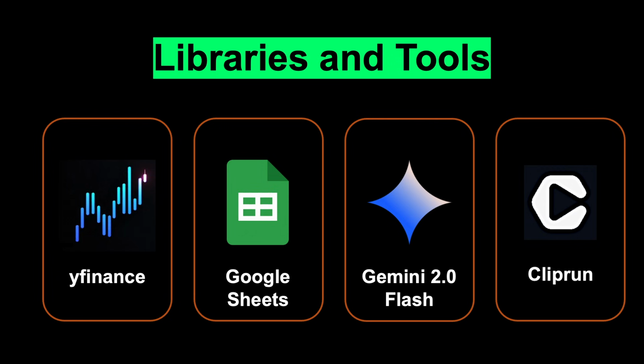To build this workflow, we'll be using Python along with a few key libraries and tools. We'll fetch financial news using yfinance, structure and store the data in Google Sheets, and then analyze sentiment using the latest Google Gemini model. Finally, we'll use Cliprun, a sponsor of this video, to automate the execution of our data collection script on a set schedule. This allows us to process headlines in real time and generate sentiment scores that can help guide trading decisions.